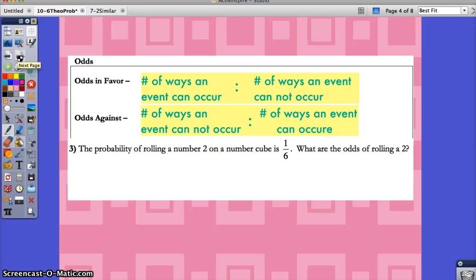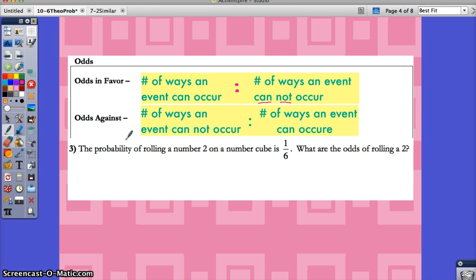Let's talk a little bit about odds. You've seen odds before. So with odds, they are very similar to probability, but they are different. I want to make sure you notice the difference here. Odds in favor will be found by writing the number of ways the event can occur. That's just like the numerator of your probability, but it's going to be a ratio written sideways to the number of ways an event cannot occur. So it's almost like to its complement.